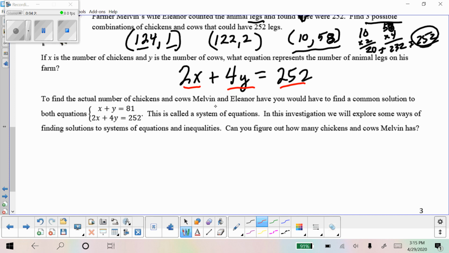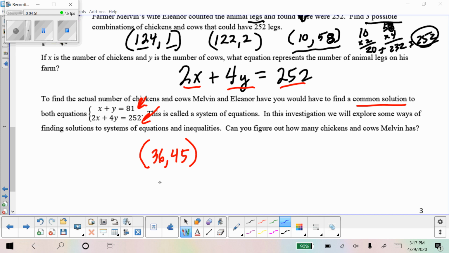All right, now to find the actual number of chickens and cows that Melvin and Eleanor have, you would have to find a common solution to both equations. Both of those two equations we wrote, the one that represents counting heads and the other one that represents counting legs. And in this investigation, we're going to try and figure out some ways to solve that. Right now, I think the only way you would be able to do that is if you sort of guess. So if you pause now and you want to figure out what the answer is that works for both those equations, go ahead and do that.